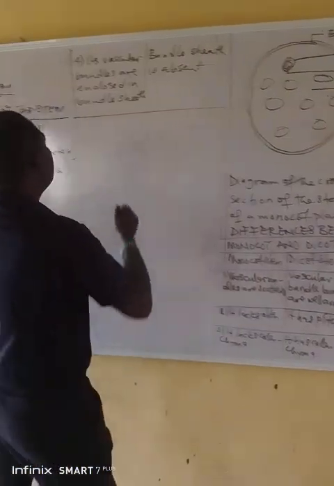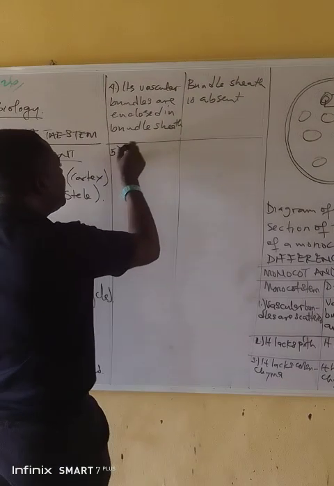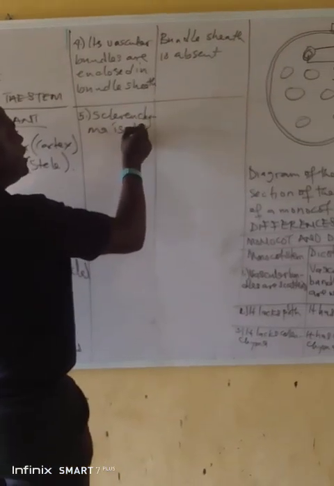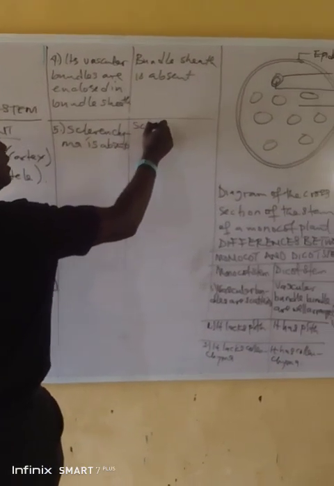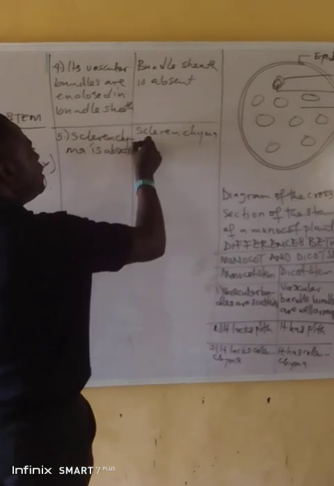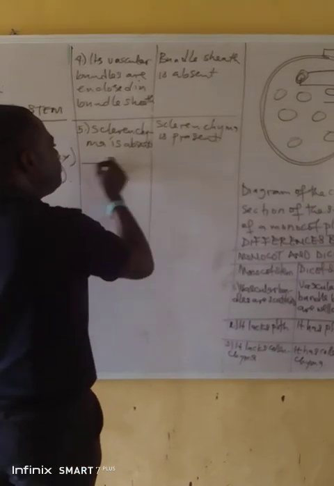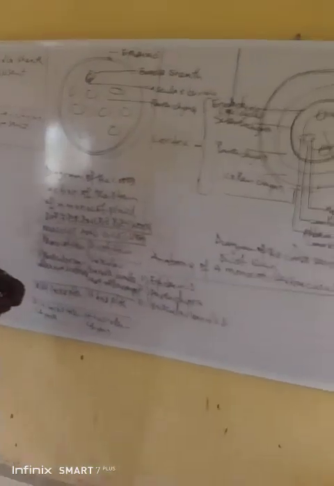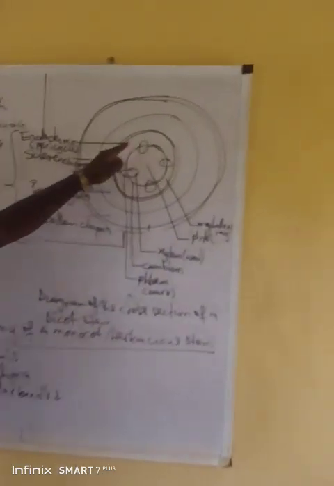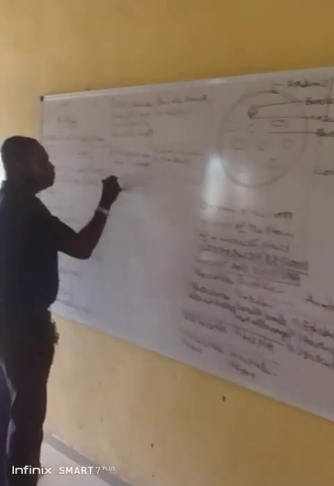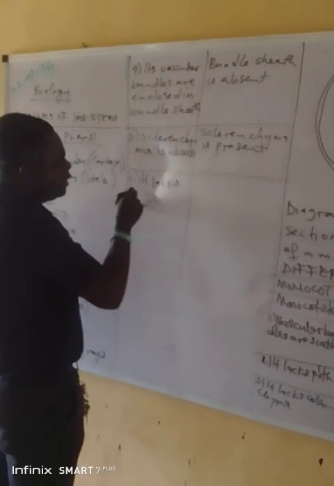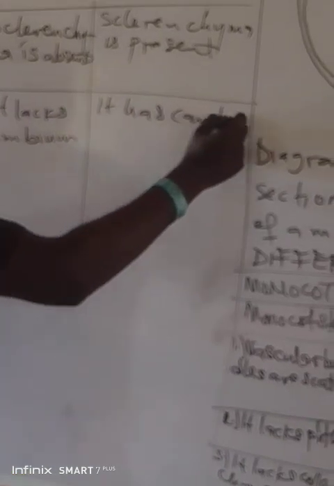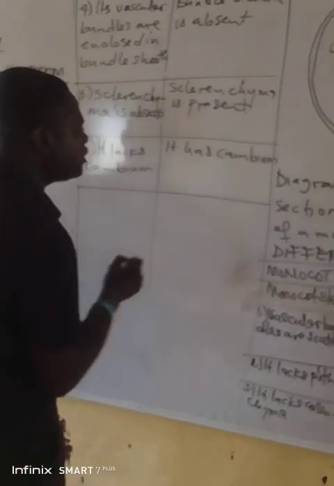Then number 5, you can say sclerenchyma. Sclerenchyma is absent here. But here, sclerenchyma is present. Now, there's one that is very important. Number 6, which one has cambium among the two of them? Look at cambium. That is dicot. So here we say it lacks cambium, while here it has cambium. What is the implication?